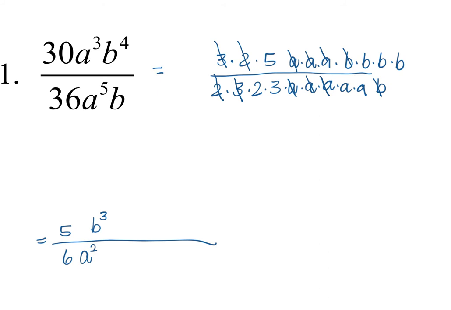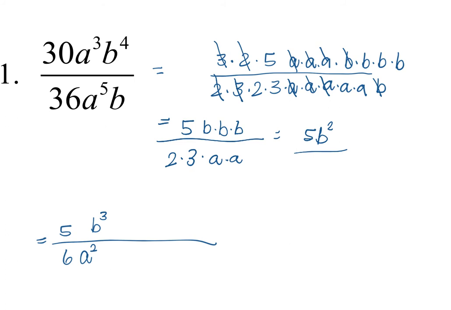So let's write back down everything that was left. There is a 5 and a b, b, and b in the numerator, and a 2, a 3, and an a and an a. So that is 5b cubed over 6a squared. So two different ways to think about it.